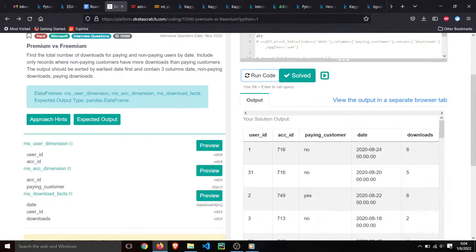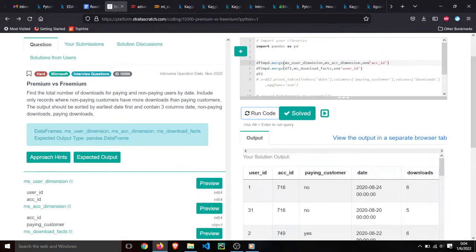We just need to rearrange this output, right? So here comes the heart of the meat for the solution. We're gonna use a pivot table, which is gonna pivot the sum of the downloads, right? And we're gonna index by date. So here's how the output is gonna look like. We're gonna have the date, and corresponding to the date, we're gonna have the downloads by the non-paying customer and by the paying customer. So we're gonna have 3 columns as we need in our output.